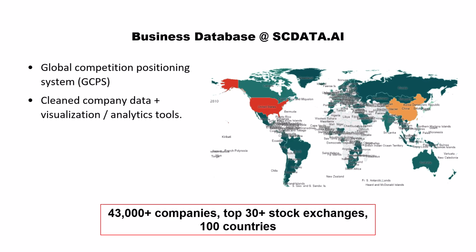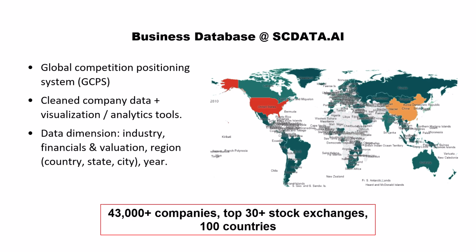To date, it hosts the data of 43,000-plus companies from the world's top 30-plus stock exchanges, about 70% of Standard & Poor's active companies. The companies are headquartered in about 100 countries. Data dimensions include industry, financial and valuation KPIs, region, including country, state, and city, and year. The system facilitates open sharing and learning.